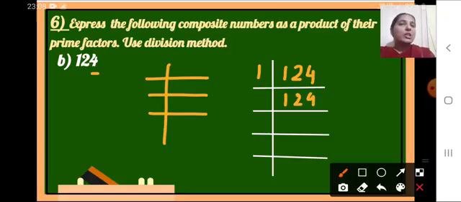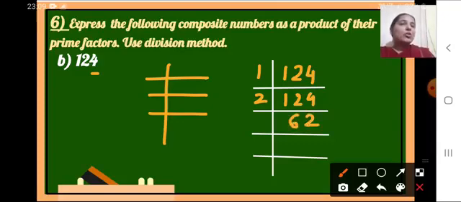Now if you see, children, at the ones place you see the digit is 4, which shows that it is an even number. So it will be divisible by 2. So let's start with 2. Let's divide it by 2. So 2 6s are 12 and 2 2s are 4.